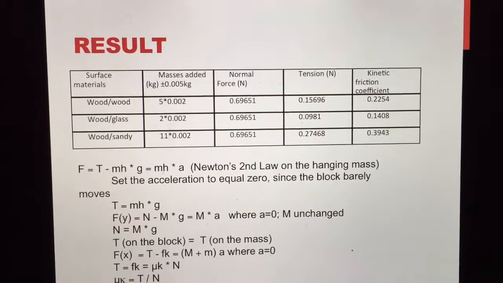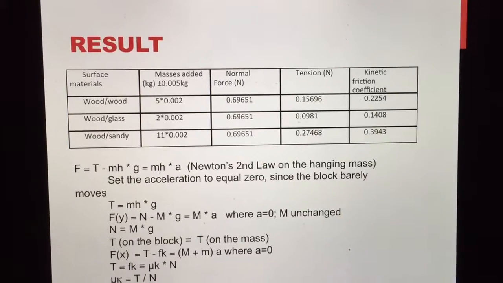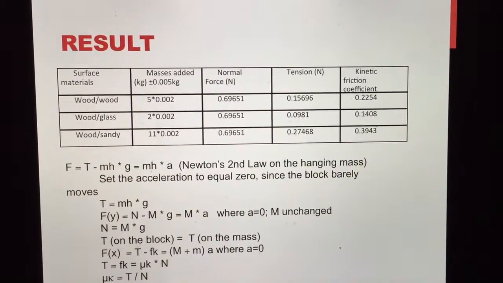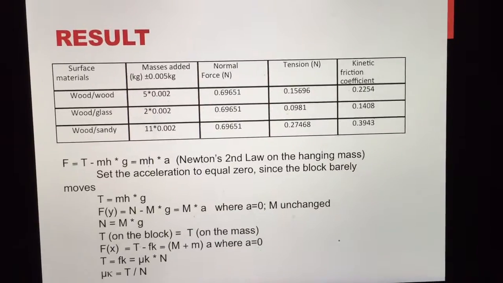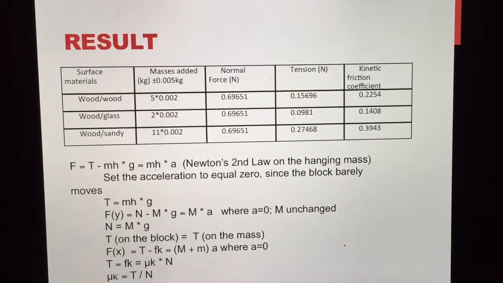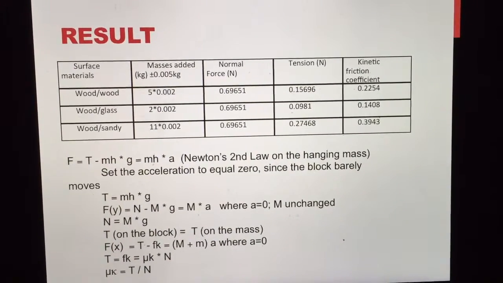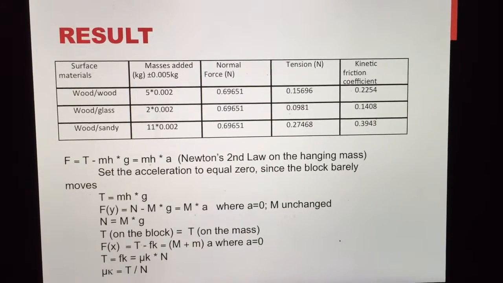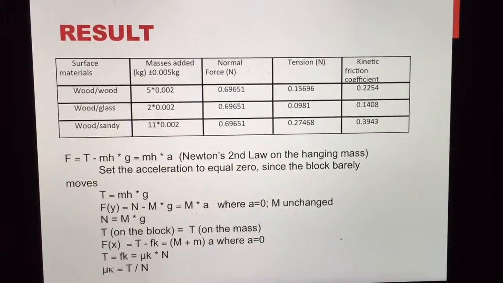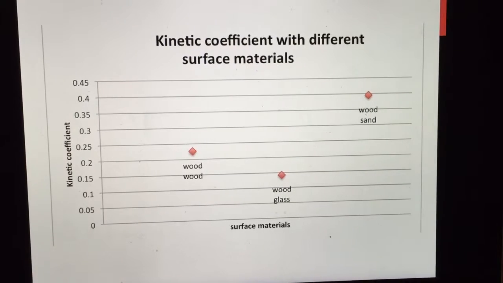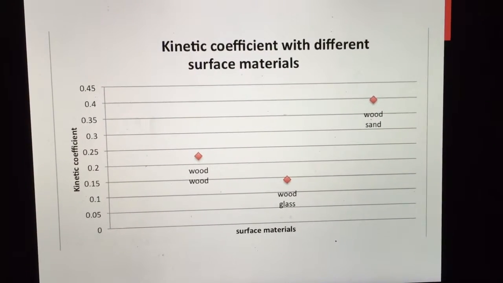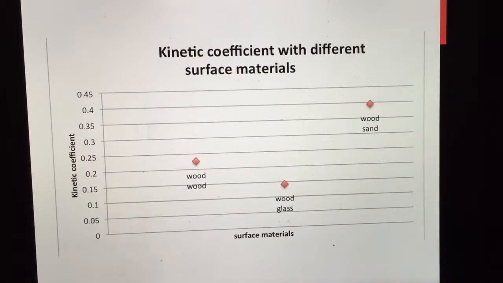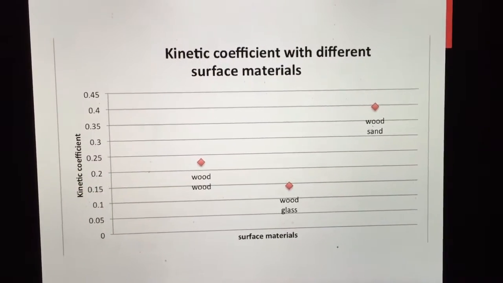For part 2, I calculated the kinetic coefficient by ignoring the vertical acceleration in the equation. So I calculate the tension and the normal force, and the kinetic coefficient is the tension divided by the normal force. As we can see, it follows the same trend: the wood and glass contact has the lowest coefficient, and wood with sandpaper has the highest.